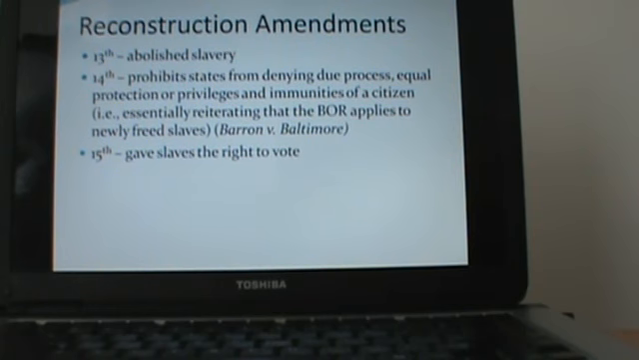So Barron versus Baltimore, which is an 1833 case, stood for the fact that states could do what they wanted to do, but the federal government had certain rules it had to follow. The 14th Amendment eradicated that, and we'll talk about that more. And the 15th Amendment gave the slaves the right to vote.